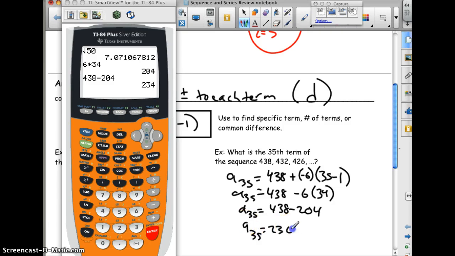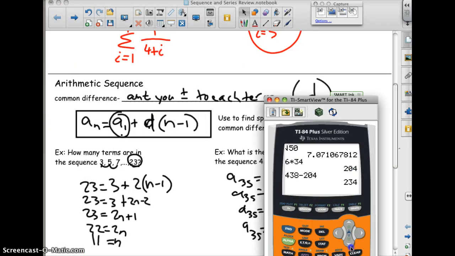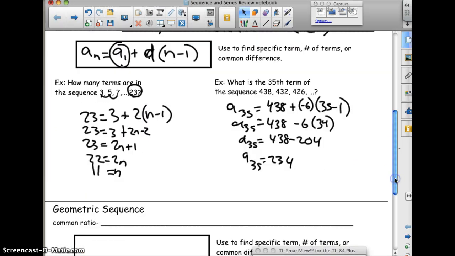And just kind of make sure your answer makes sense. Make sure, like, if it's decreasing here, that all of a sudden you don't have a number that's bigger, which we don't. And that seems like a reasonable answer to me. Okay, 234. That's arithmetic sequences.